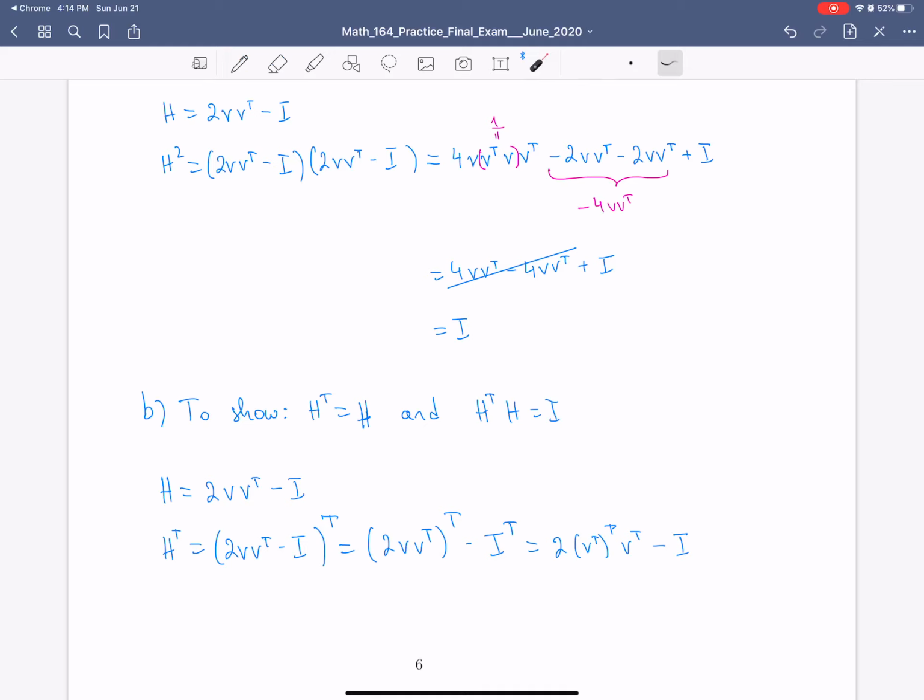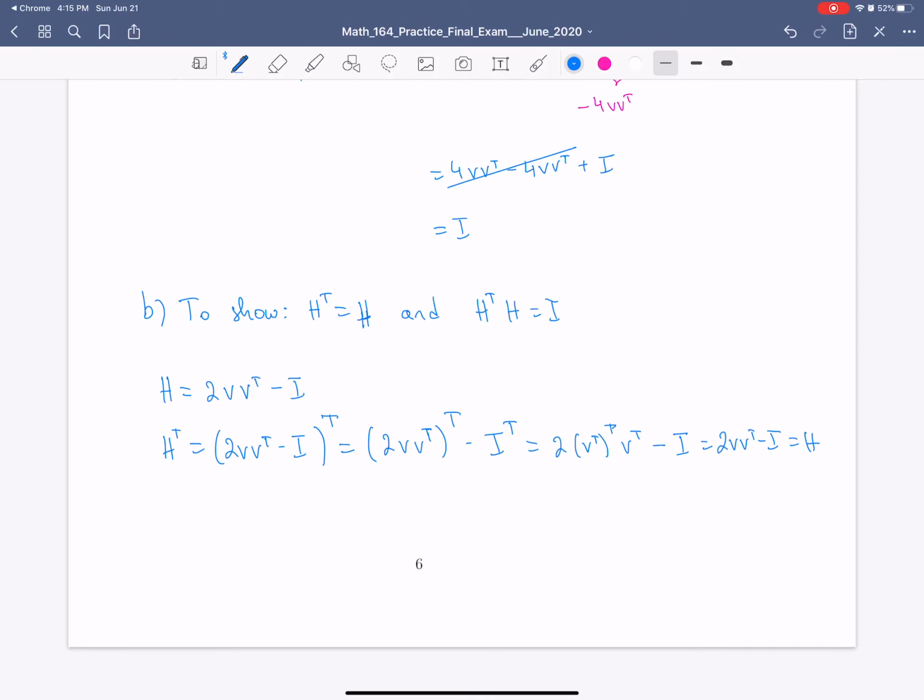The only question now is, what is the transpose of the transpose? Well, the transpose of the transpose is V itself. So really, here we have 2VV transpose minus I, and you see that this matches H exactly. So we have shown that H transpose equals H, which in other words means that H is symmetric.